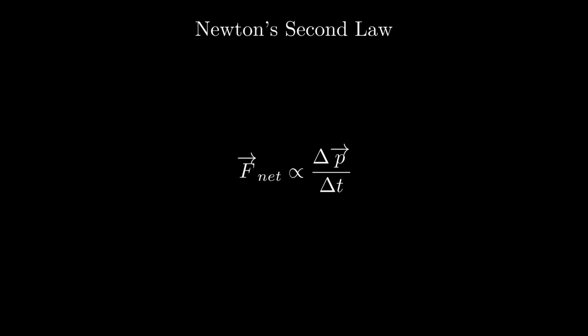But why? Newton's second law states that force is proportional to the change in momentum per change in time. This can be written mathematically as F net is proportional to delta P over delta T. If we plug in the equation for change in momentum, we can see that force is proportional to the mass times change in velocity over time. This can be written as force is proportional to mass times acceleration. If we use a proportionality constant of k equals 1, we can get the famous equation force equals mass times acceleration, which we previously used to find the force of gravity on the falling ball.